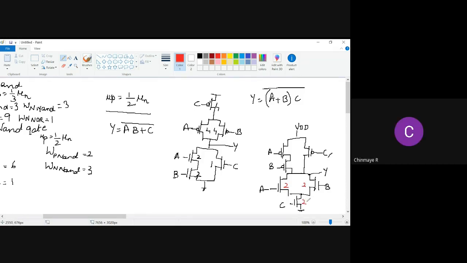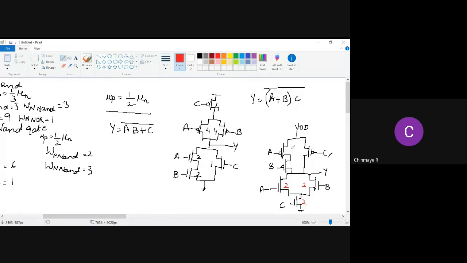Good. So now again you have two branches here. One is A and C. So the effective resistance of A and C should be R. Therefore A should have a resistance R by 2 and C also should have a resistance R by 2. Therefore the width of it is 2, 2. Similarly B and C.